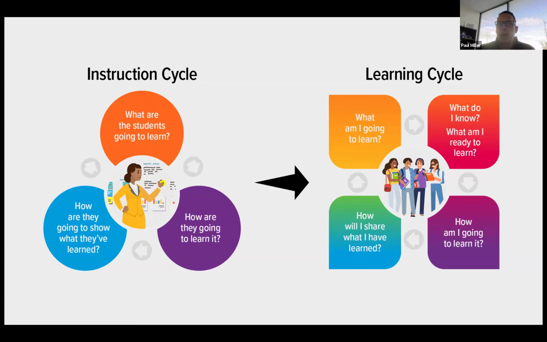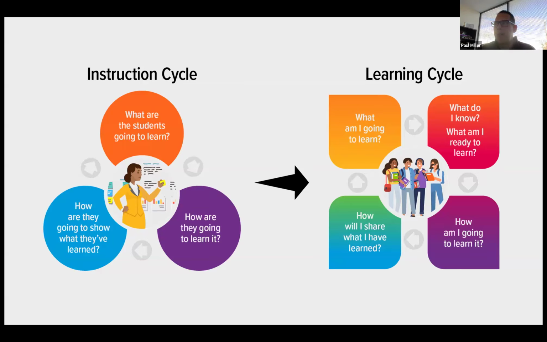So again, would anybody like to share which one are you more comfortable with? Are you more comfortable teaching through an instructional cycle or a learning cycle? For me personally, the learning cycle is actually much easier, but my background is in collaborative and cooperative learning. That's where I spent a lot of my research.